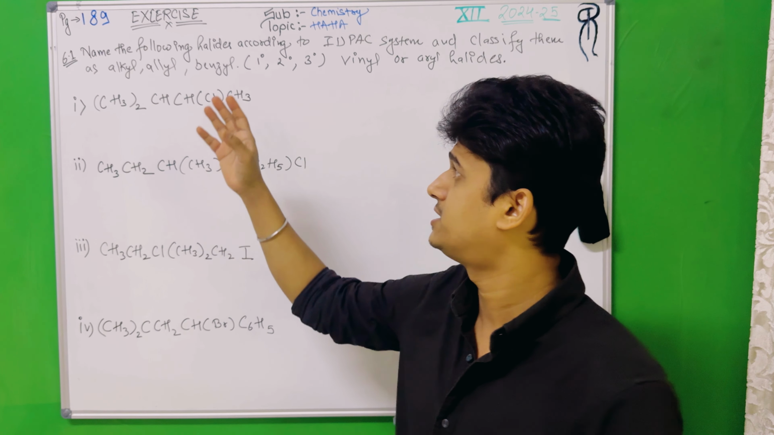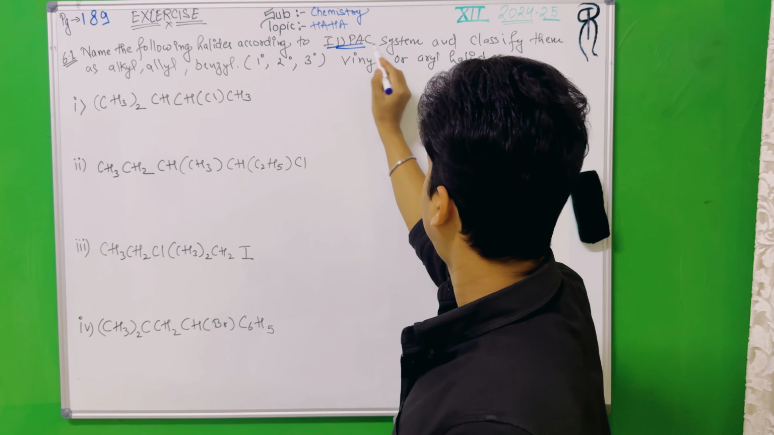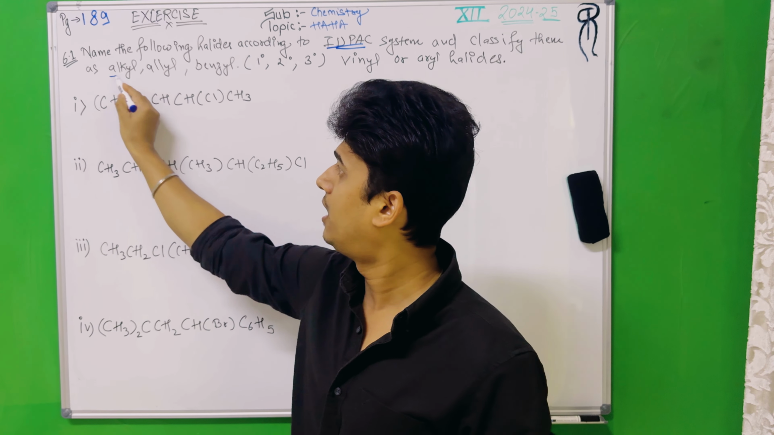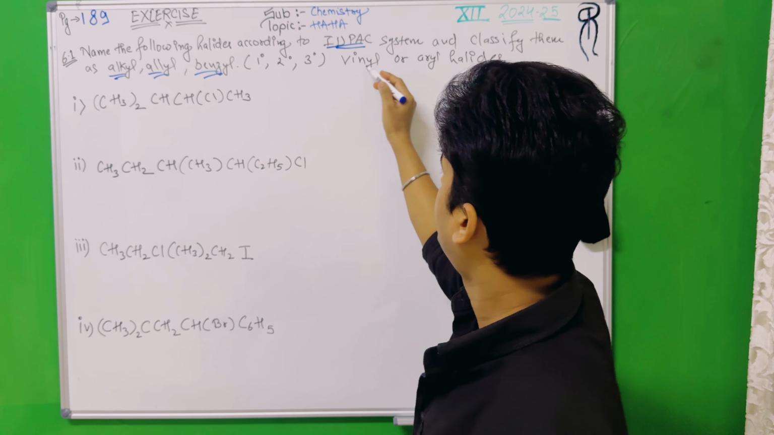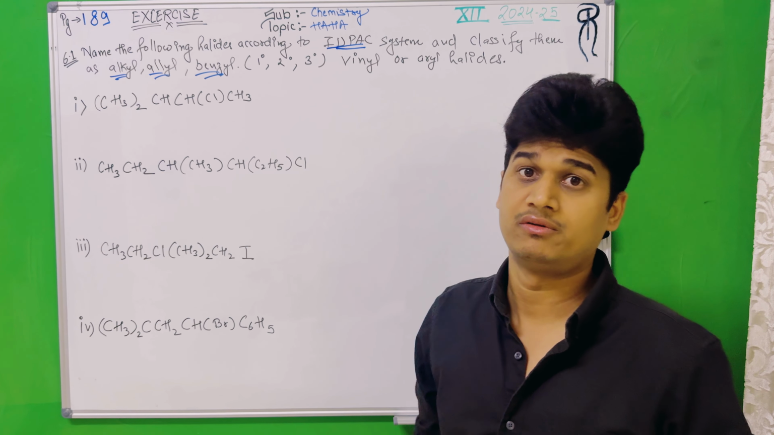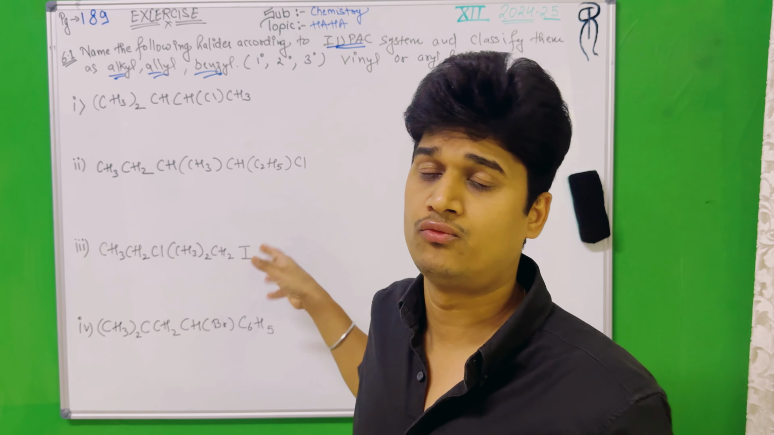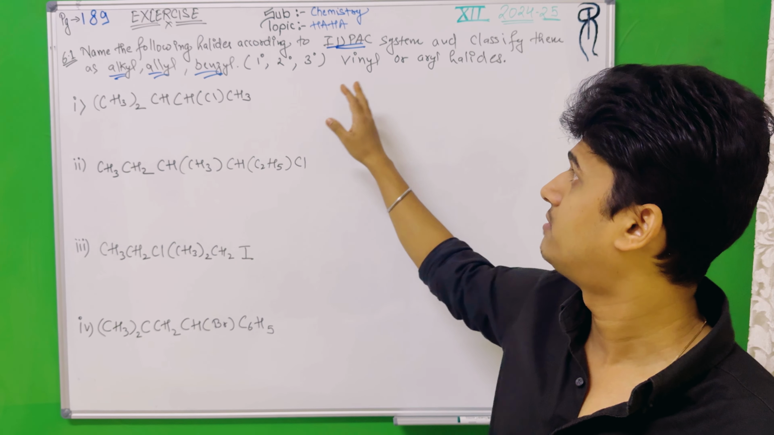So the first question is, name the following halides according to the IUPAC system and classify them as alkyl, allyl, benzyl, 1 degree, 2 degree, 3 degree, vinyl or aryl halide. There are 12 questions, so we are going to do 4, 4, 4, three times. And we also have to classify them as alkyl, allyl, benzyl, vinyl or aryl halide.